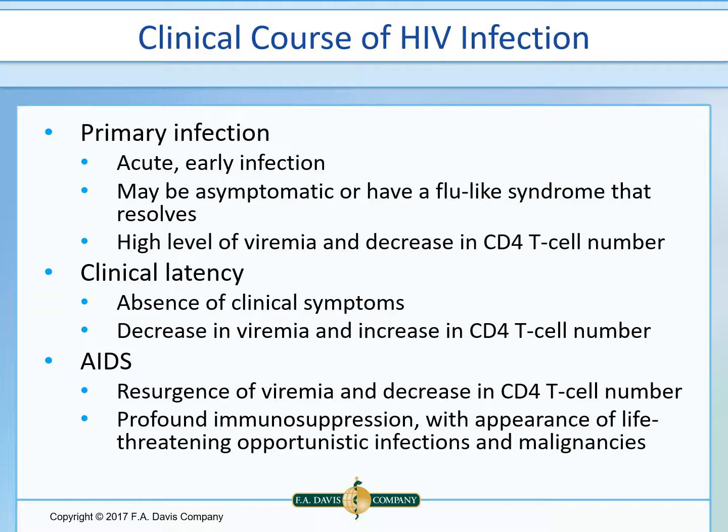Symptoms of the primary stage usually appear 3 to 6 weeks after the initial infection and then resolve within 7 days to a few weeks. Many patients may even be asymptomatic during this stage, but during the primary infection there's high levels of viremia, and there's also a decrease in the CD4 cell number.